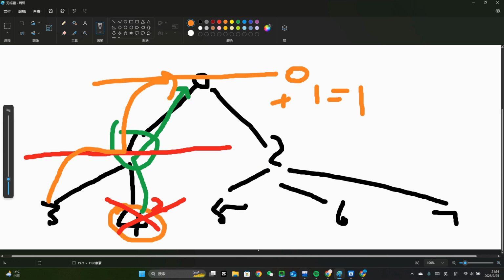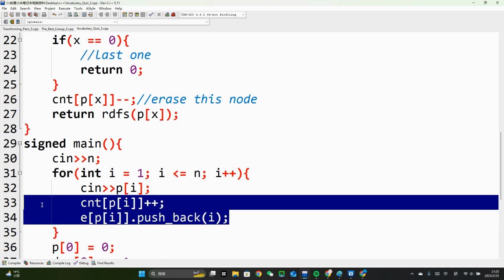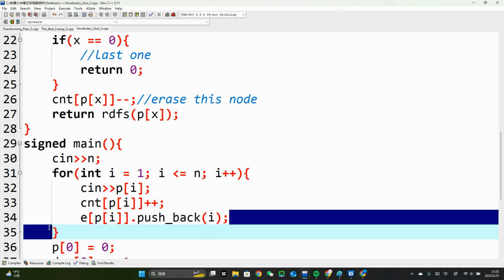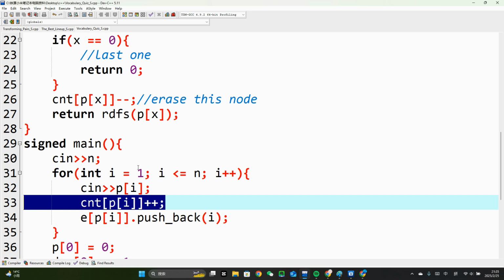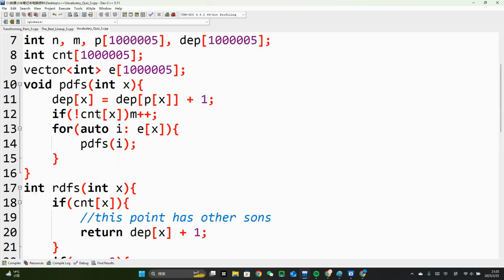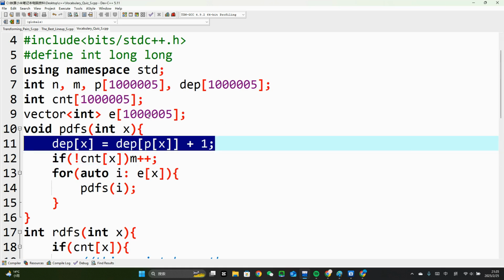So it's actually pretty easy to write the code for this one. To construct a tree, you basically just literally construct the tree, especially this time you actually keep track of how many sons this tree has. Or you can just use the size of the vector, doesn't matter. I use CNT to indicate how many sons the ith point has, and then we need a PDFS. The PDFS helps us determine the depth of each point so we can better output the answer.